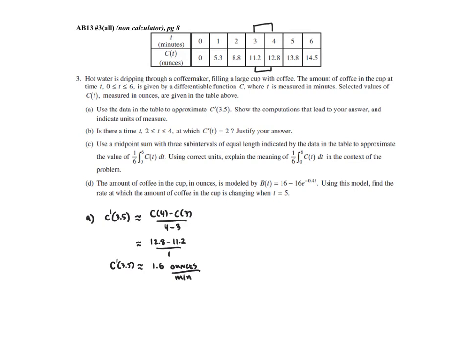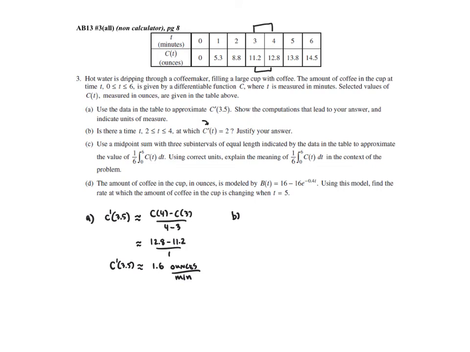Okay, perfect. B, is there a time between 2 and 4 at which C prime equals 2? Justify your answer. Okay, so this is screaming mean value theorem. This is saying show that there's a time, or is there a time in this case, where the change in the number of ounces is equal to 2 within that time interval.